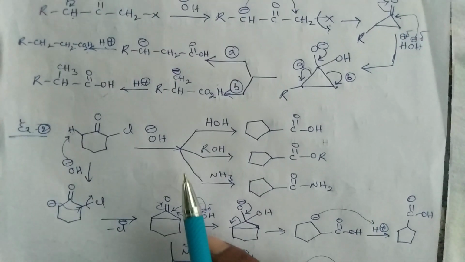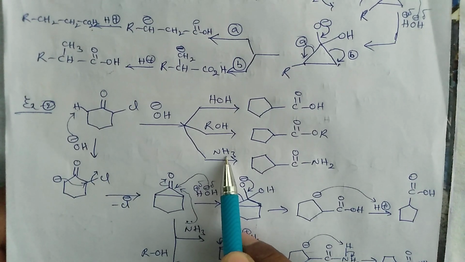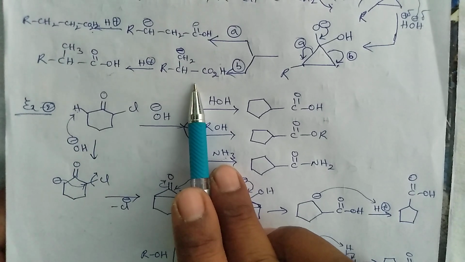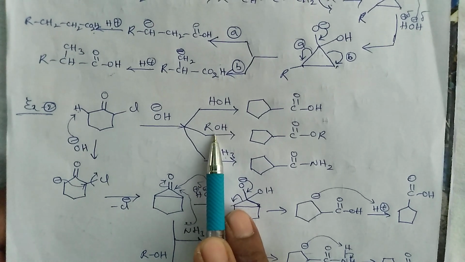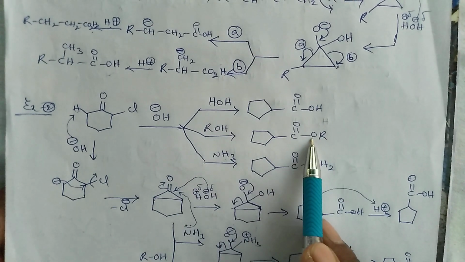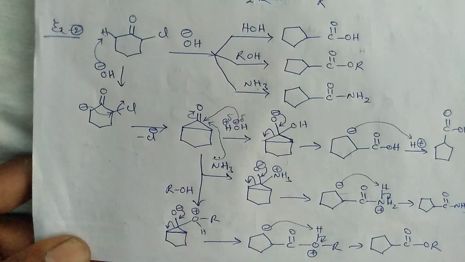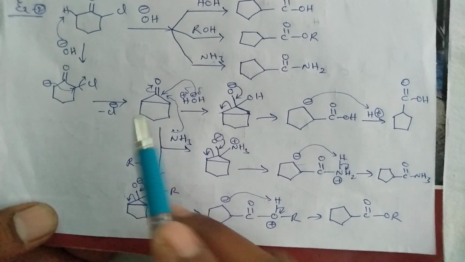Okay, in the same manner, if it reacts with ammonia, then it produces amides. If it reacts with alcohol, finally the resulting product is ester. Okay, so let us see the mechanism for this reaction.